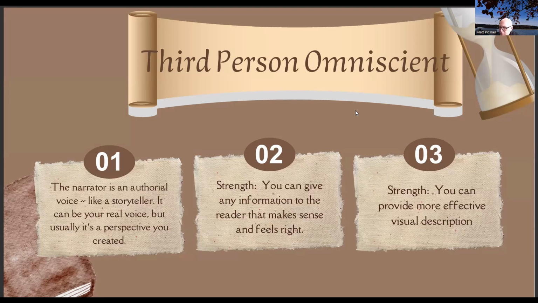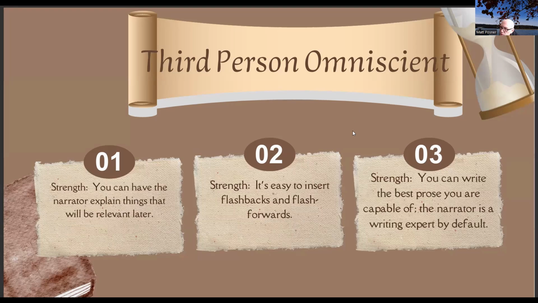So one strength of this is you can give any information to the reader that makes sense and feels right. Another strength is that visual description can be more comprehensive. Third-person omniscient narrators would tend to describe entire landscapes. They tend to make comments about communities, things like that. Another strength, you can have the narrator explain things that will be relevant later. You don't have to say why they're relevant. You just explain that particular fact or detail.